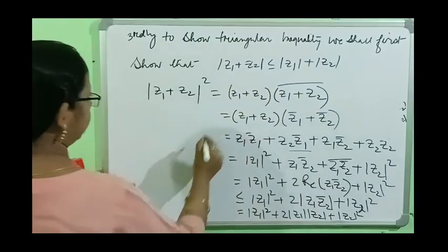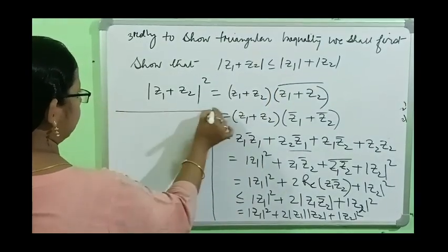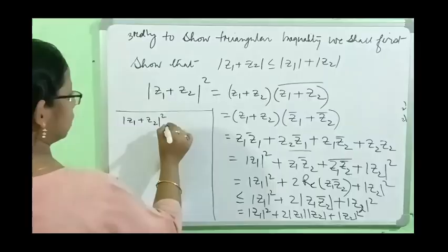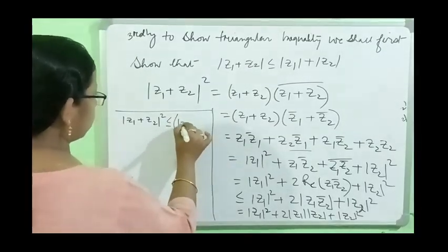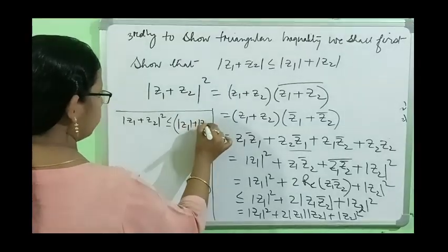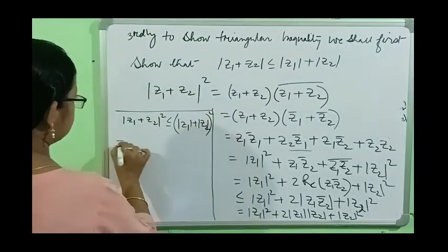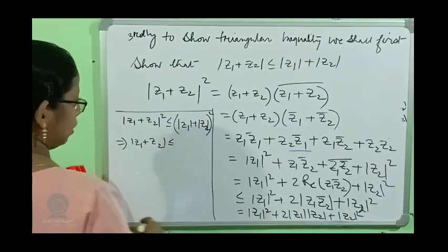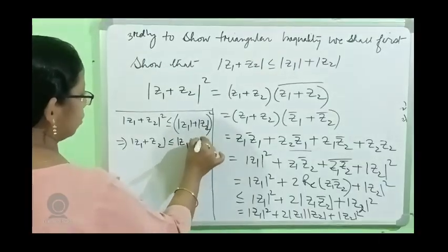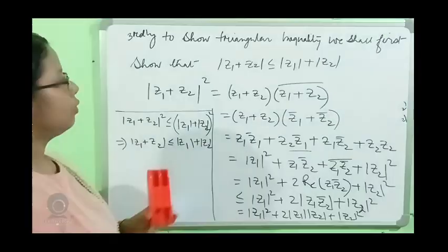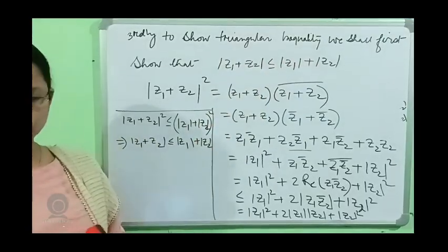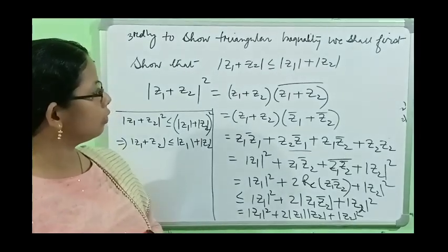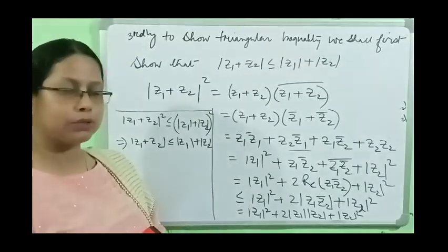Now if I write here, modulus of z1 plus z2 whole square is less than or equal to modulus of z1 plus modulus of z2, whole square. This will give you modulus of z1 plus z2 is less than or equal to modulus of z1 plus modulus of z2. Hence, we prove this one.